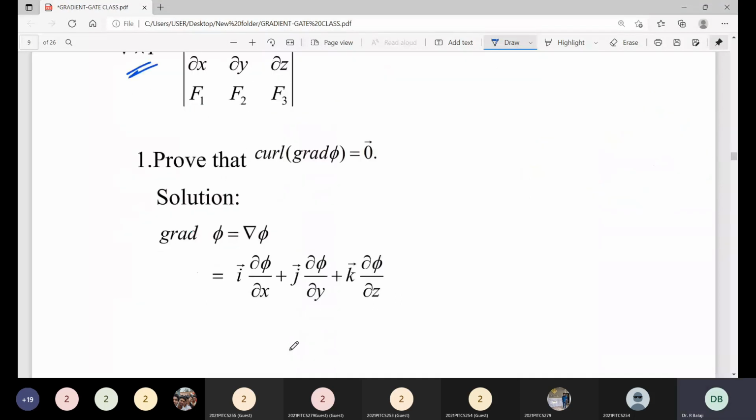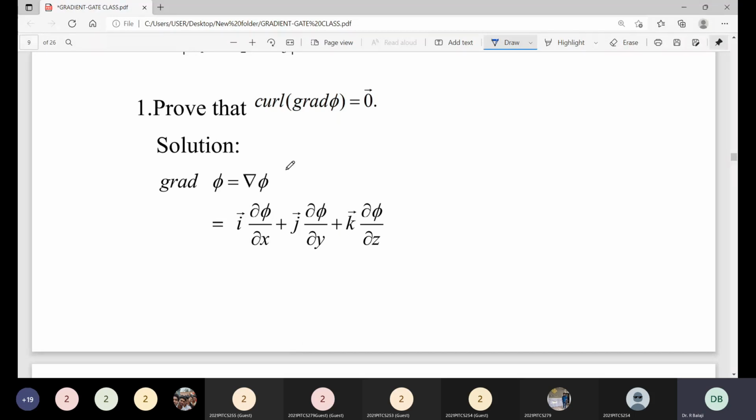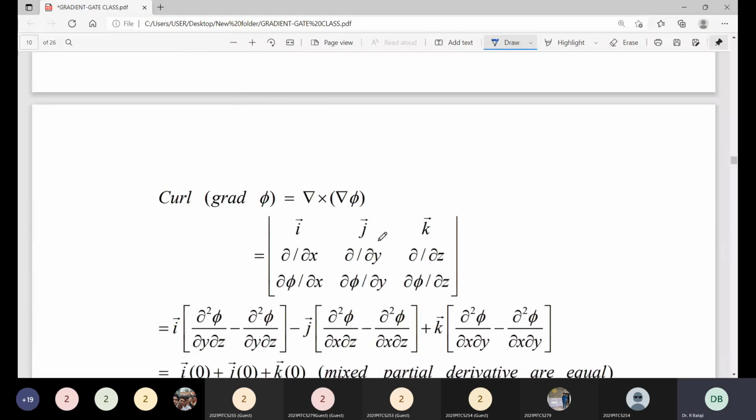Now, first problem: prove that curl of grad phi is equal to 0. So, grad phi is nothing but del phi. We know the formula of del phi: i ∂phi/∂x plus j ∂phi/∂y plus k ∂phi/∂z. Curl of grad phi is equal to del cross del phi. So, i, j, k; ∂/∂x, ∂/∂y, ∂/∂z; and del phi is ∂phi/∂x, ∂phi/∂y, ∂phi/∂z. Now, normal determinant expansion.